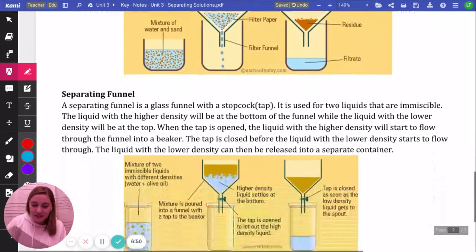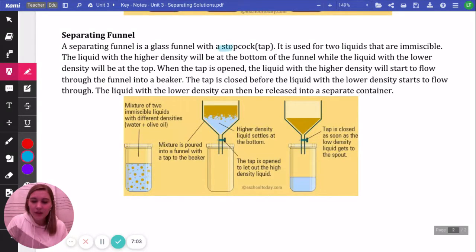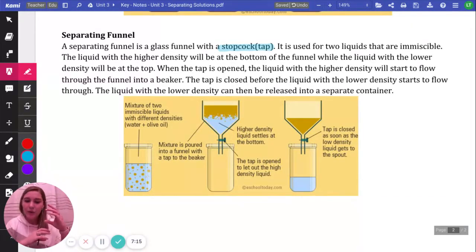And then our last one we're going to talk about in this video is nice and short and sweet: a separating funnel. A separating funnel is just a glass funnel with a stopcock or a tap. We use this one for two liquids that are immiscible. Immiscible means that they don't mix together, so one liquid will sit on top of the other. The liquid with the higher density will be at the bottom of the funnel, while the liquid with the lower density will be at the top.